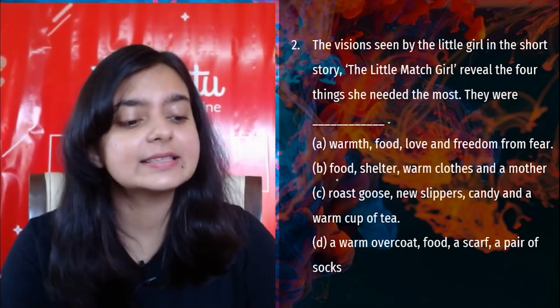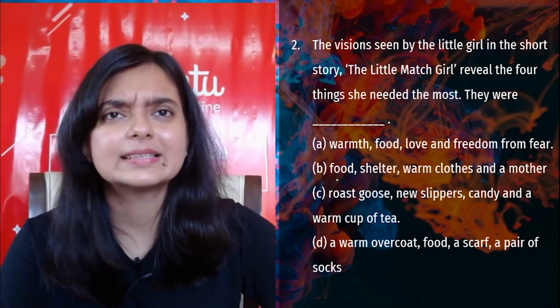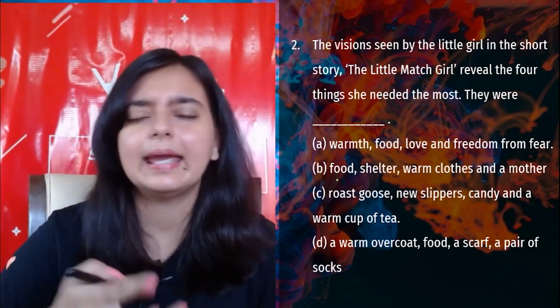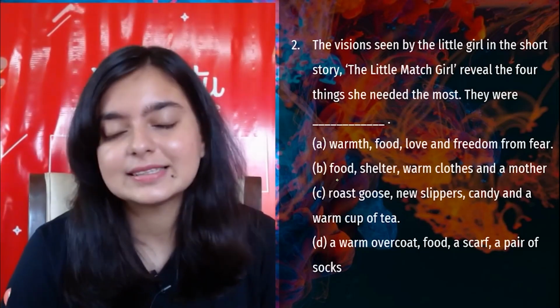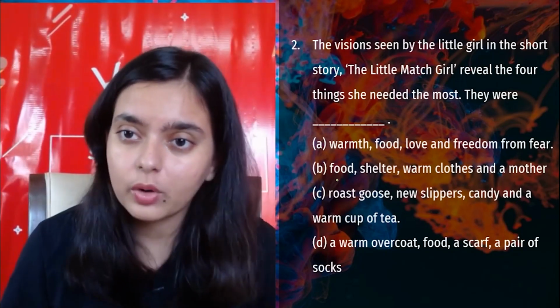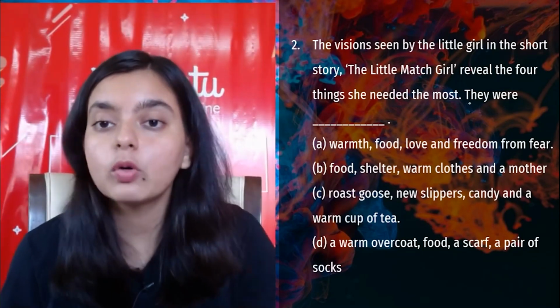And then we have, this is section 1. We have 2 sections, A and B. Anyways, the second question is the vision seen by the little girl in the short story The Little Match Girl revealed the 4 things she needed the most.